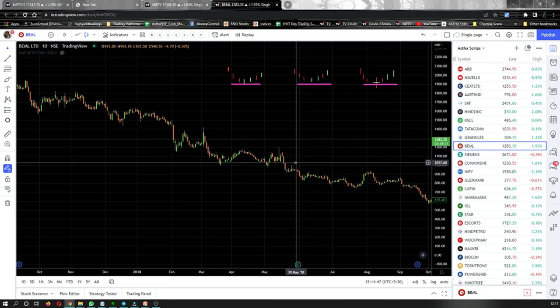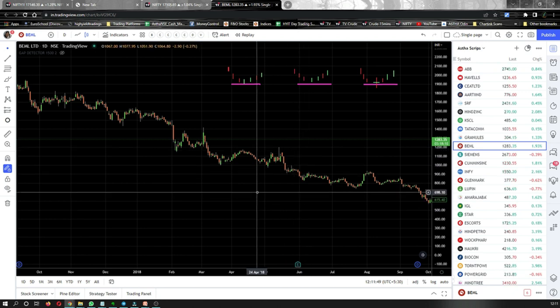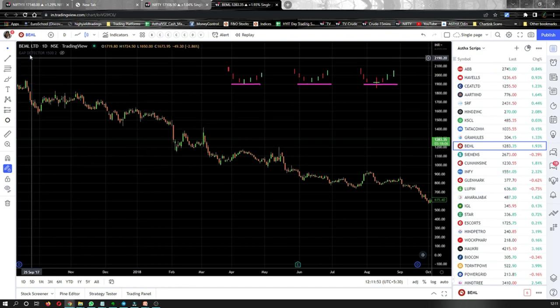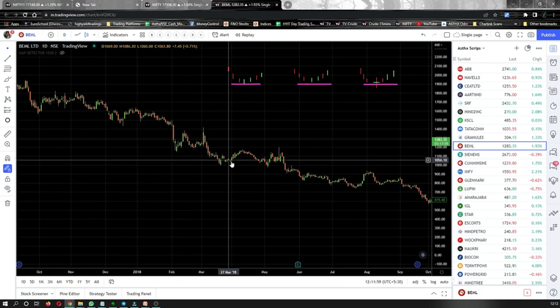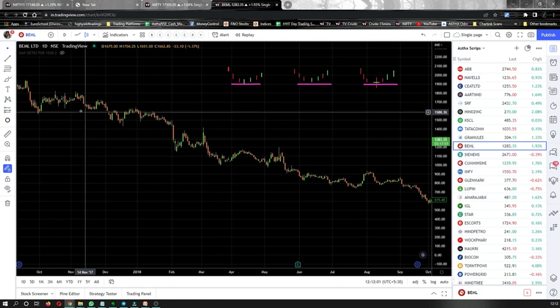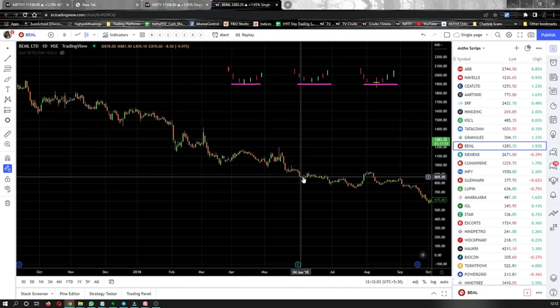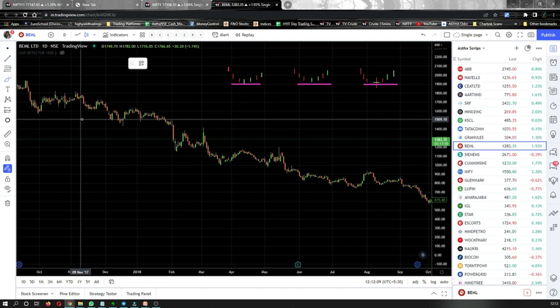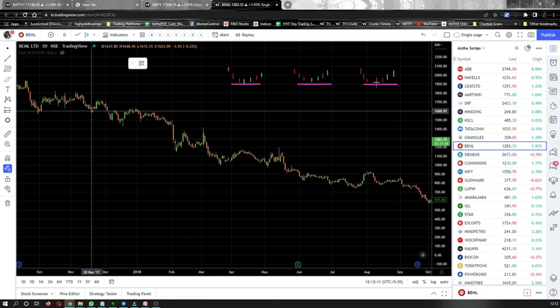Okay, whatever I told just before some time, let me explain it again on this chart. This is the chart for BEML, as you can see on the left top corner, a 1 day time frame chart. Now clearly, very clearly, this stock is in a downtrend. How do we know that?